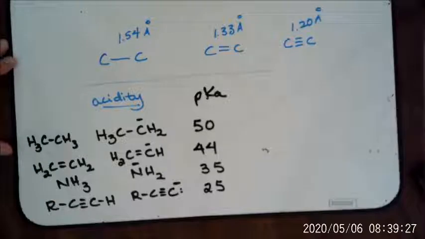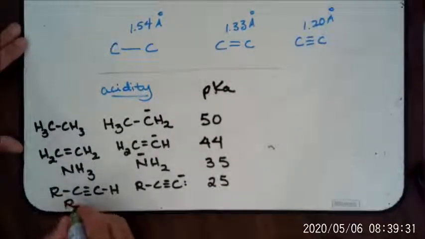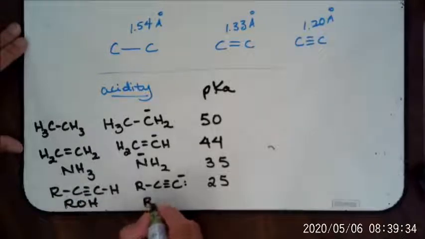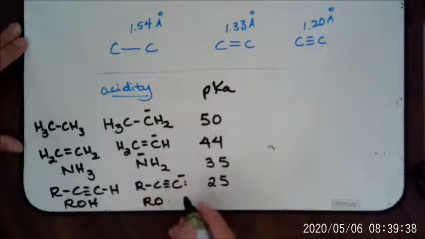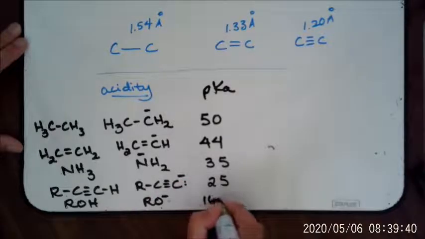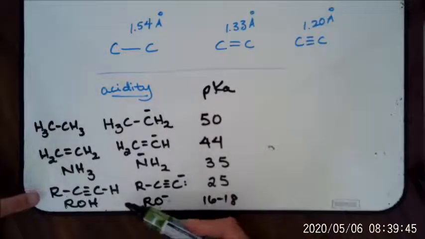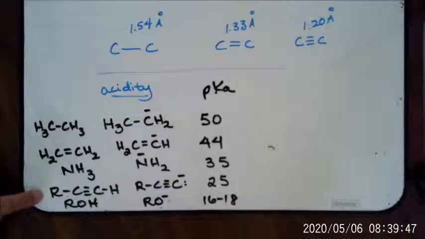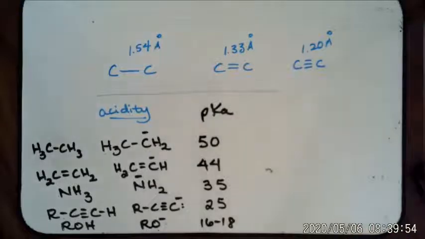And if you want to compare that to an alcohol, that's about 16 to 18. So it turns out my terminal alkyne is going to be more acidic than ammonia. Now we use that when we do reactions. So erase it. Let's start.